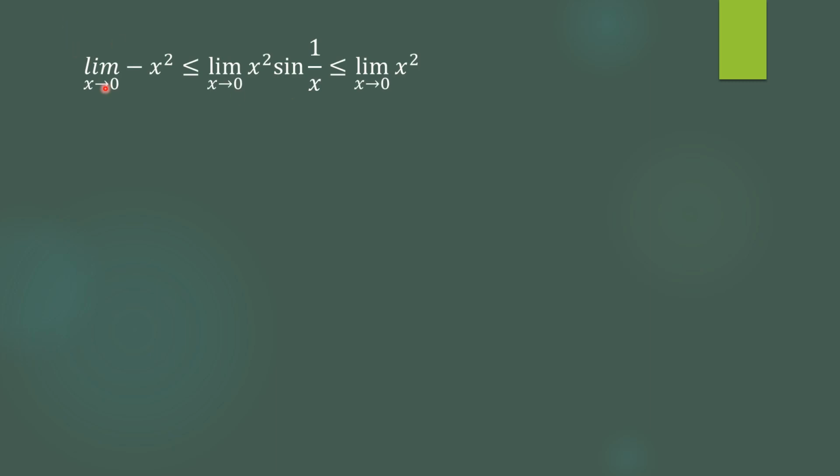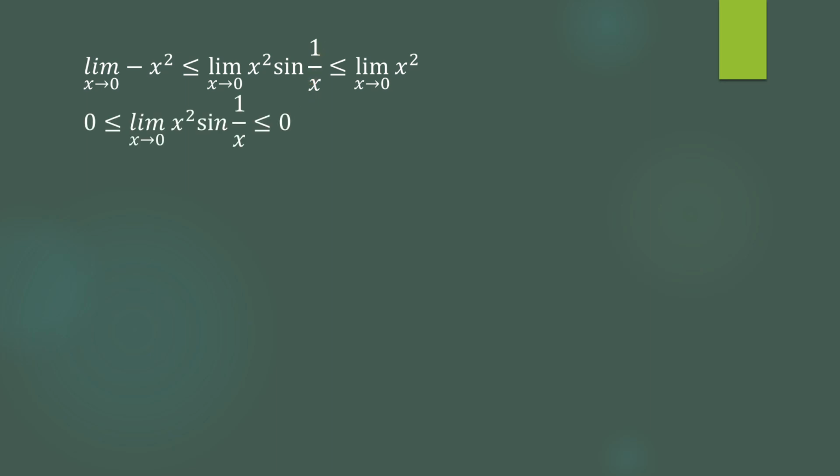So limit x tends to 0 of minus x square is less than or equal to limit x tends to 0 of x square sine of 1 upon x, which is less than limit x tends to 0 of x square. Now on the left side and at the extreme right we can replace x as 0. Only in the middle case we cannot replace x equal to 0, because 1 upon 0 becomes infinity.